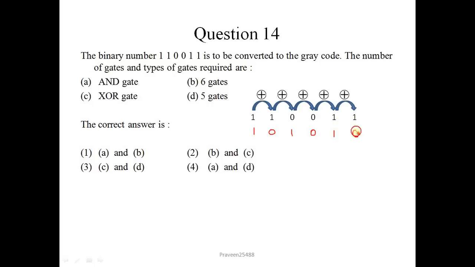So here is the conversion of binary to gray. To convert this given binary number, we required 1 2 3 4 5 XOR gates. So the correct answer is C and D. The correct option is third.